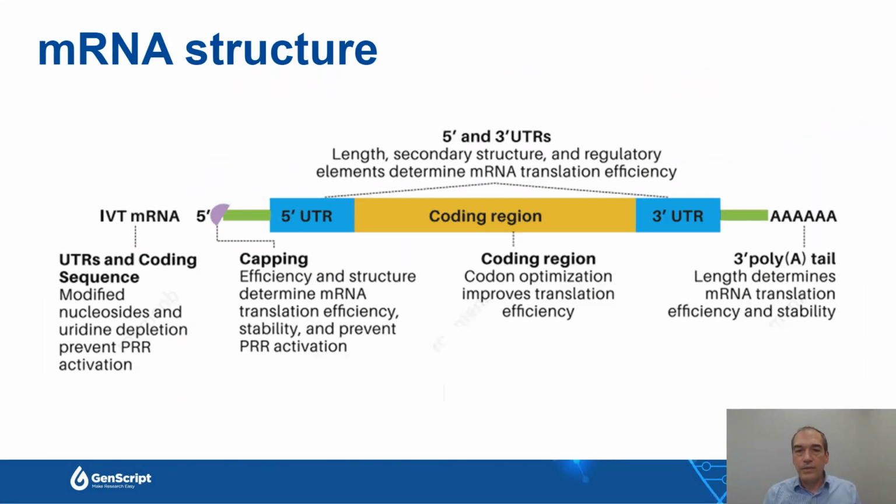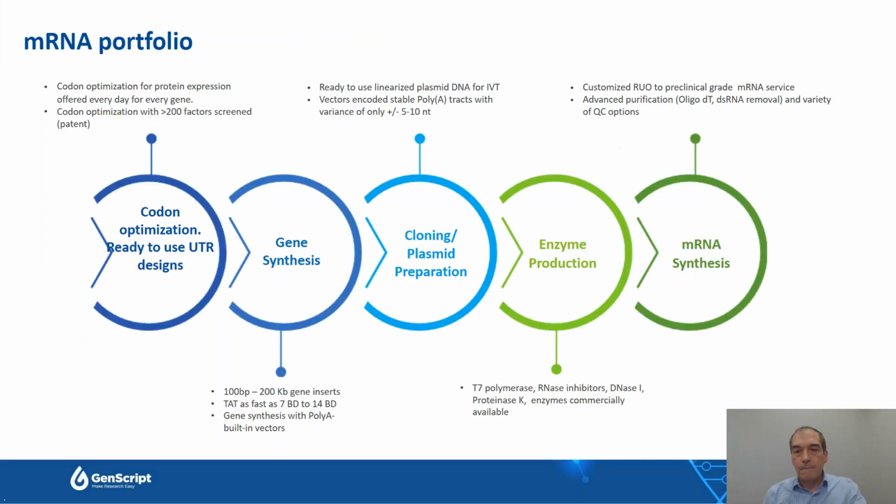So looking at the mRNA structure, we have the 5' region that usually needs to be capped to improve the stability of the mRNA, eventually leading to better translation. 5' and 3' UTR regions need to be optimized for stability and translation. The coding region needs to be optimized with codon optimization to improve the translation efficiency. The 3' region, usually poly-A tailing, needs to be optimized to provide stability and translation efficiency. So all these parameters need to be optimized.